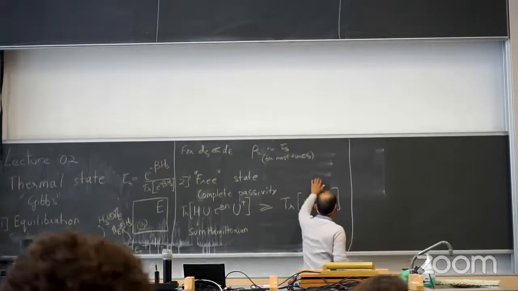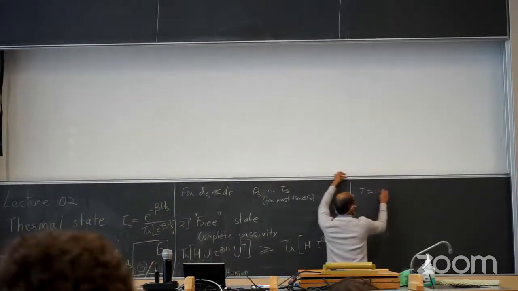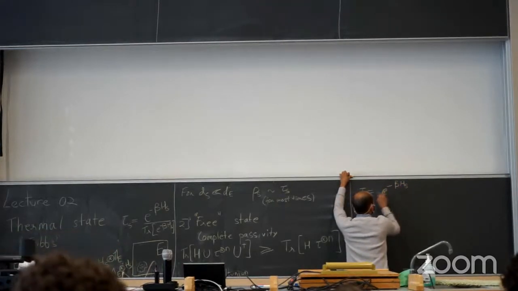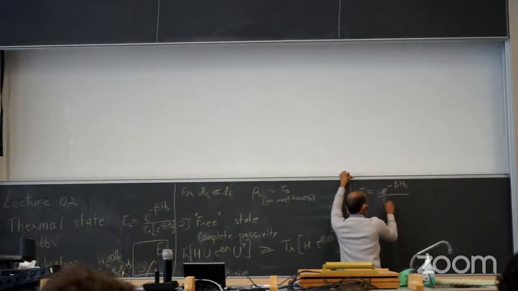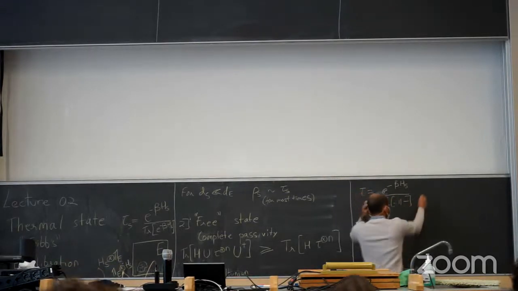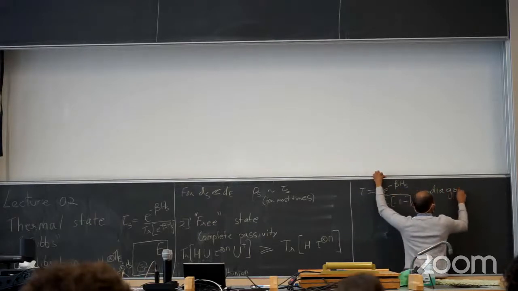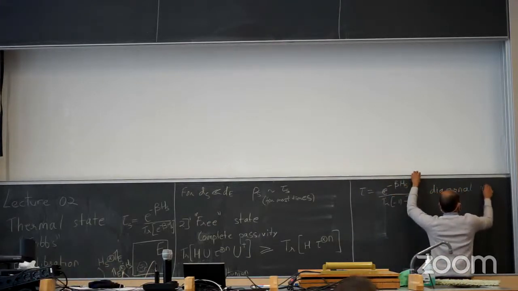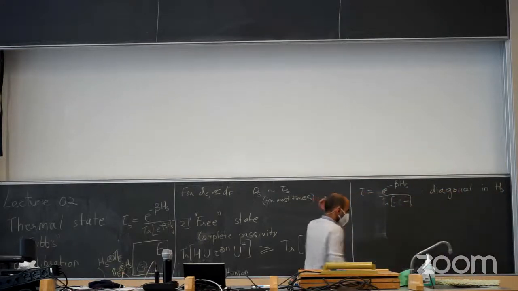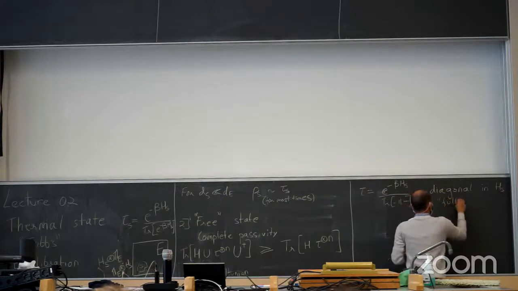So then, a few properties of this. Now, if I have tau is equal to e to the minus beta H_S upon the trace of the same. So this is diagonal in H_S, but I would also add fully diagonal, and I'll explain what this is now.